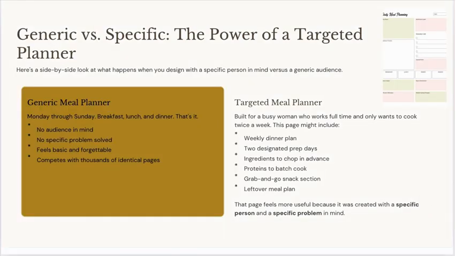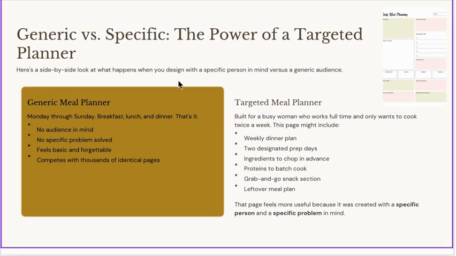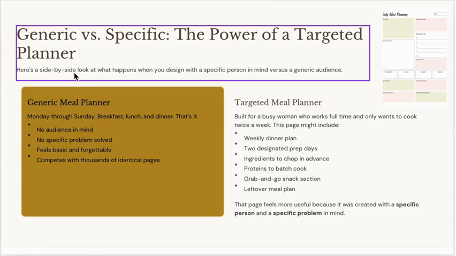Generic versus specific. The power of a targeted planner. Here's a side-by-side look at what happens when you design with a specific person in mind. Like, I don't have a side-by-side look. I should have changed that wording in there.